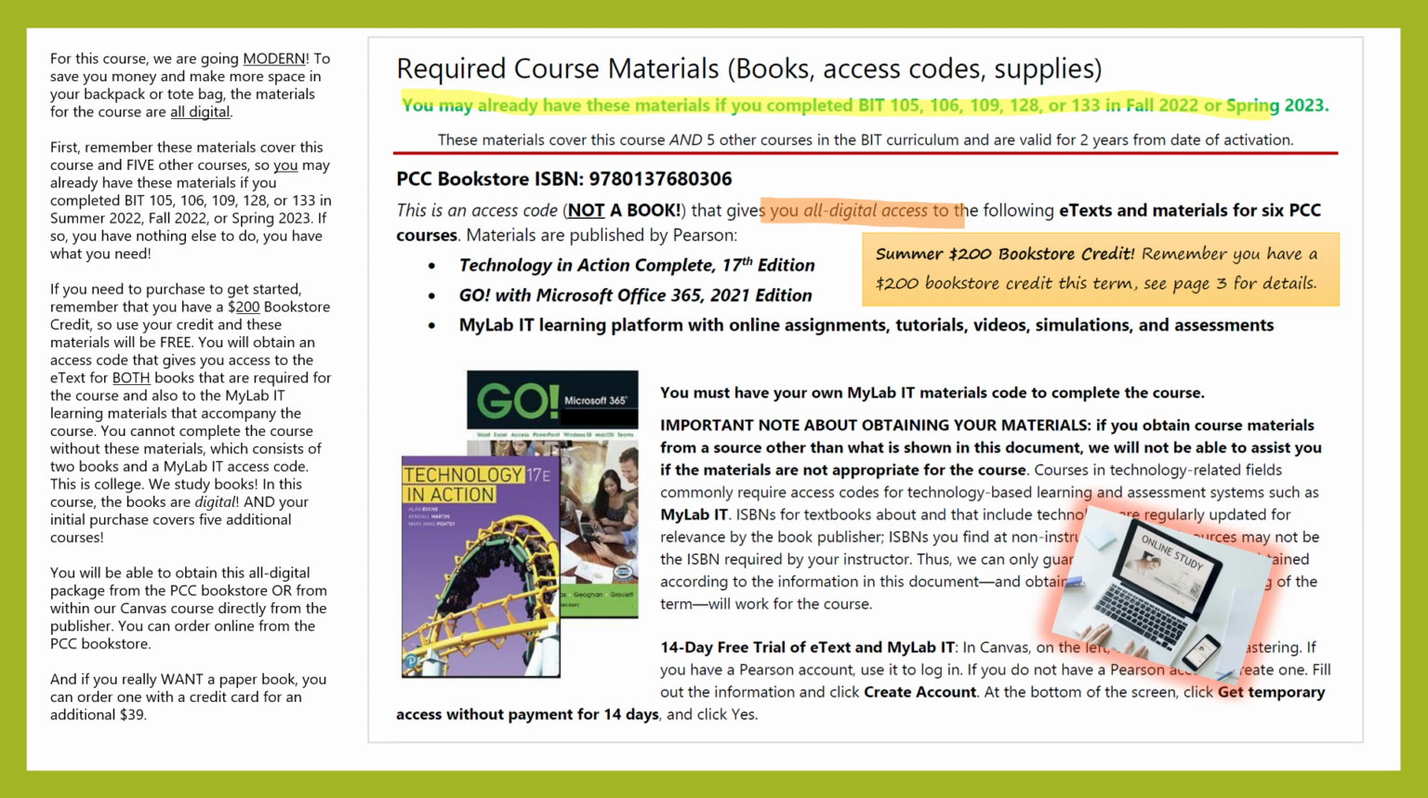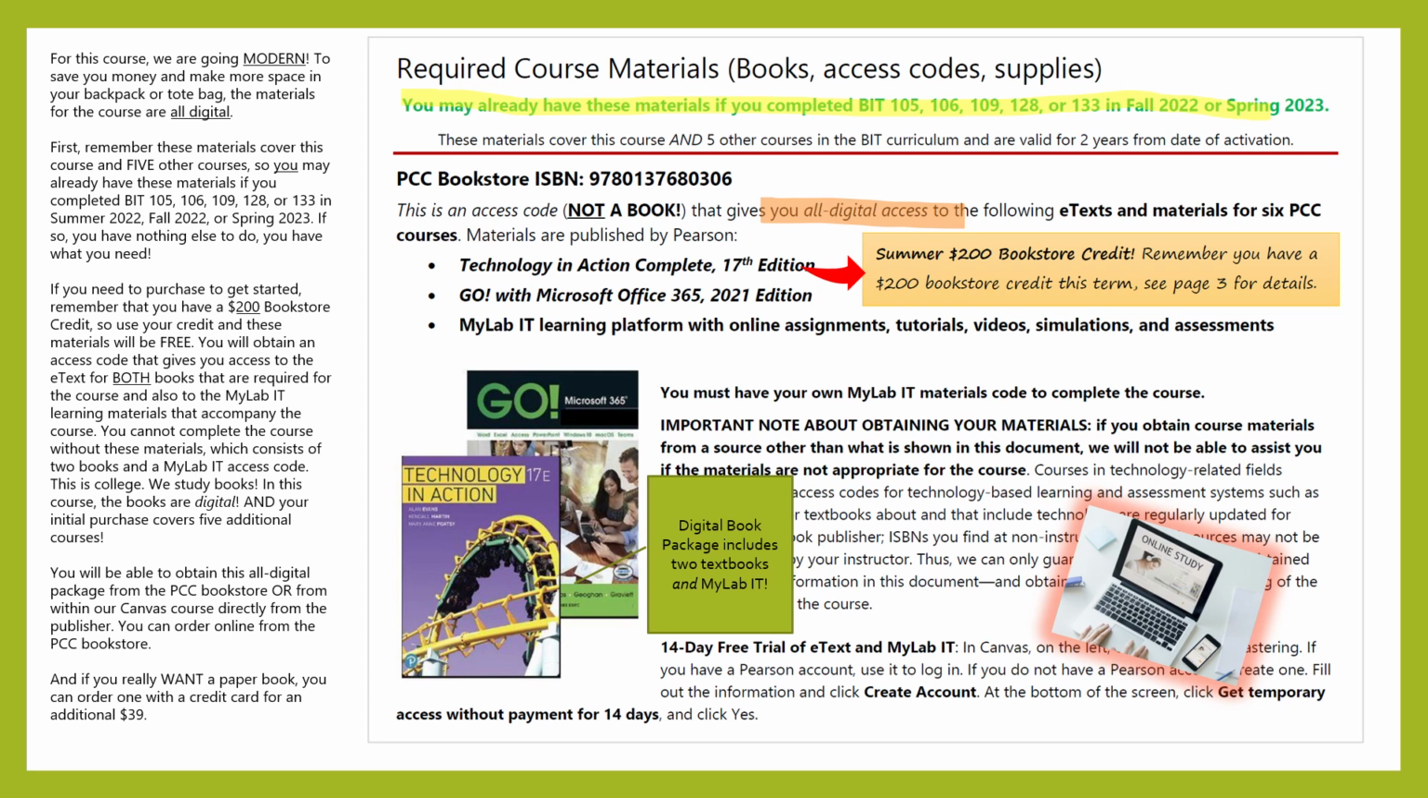If you need to purchase to get started, remember that you have a $200 bookstore credit, so use your credit and these materials will be free. You will obtain an access code that gives you access to the e-text for both books that are required for the course, and also to the MyLab IT learning materials that accompany the course. You cannot complete the course without these materials, which consists of 2 books and a MyLab IT access code.